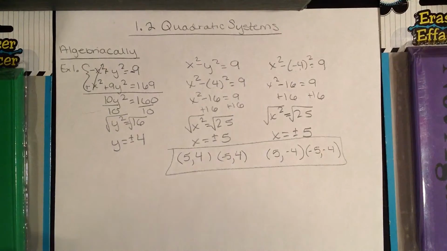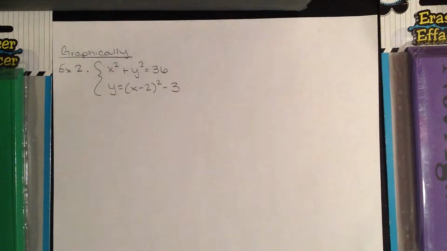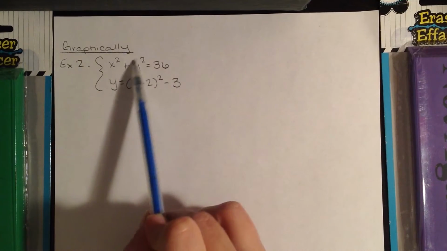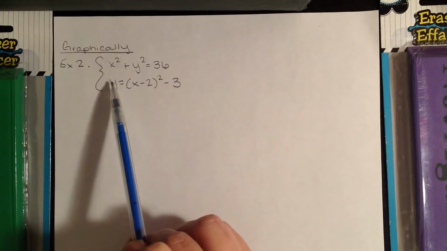All right, so now I'm going to look at the other way. I'm going to solve a problem graphically. All right, so this problem, I've got x squared plus y squared equals 36, and I have y is equal to x minus 2 squared minus 3. Now, I wouldn't be able to actually solve this one the same way I solved the first one because if you notice, this y squared is, of course, squared. This y is not squared.